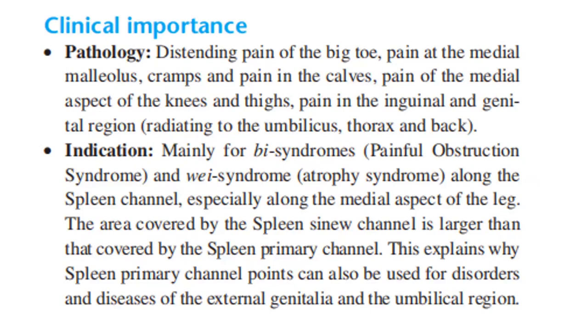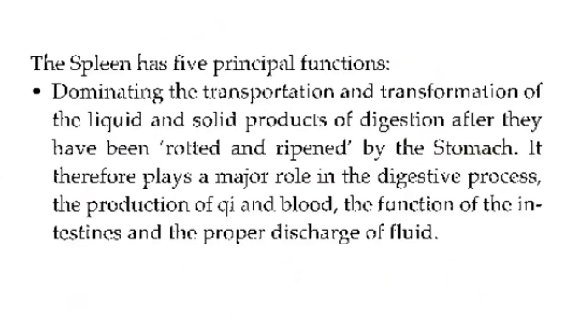The area covered by the spleen sinew channel is larger than that covered by the spleen primary channel. This explains why spleen primary channel points can also be used for disorders and diseases of the external genitalia and the umbilical region. The spleen has five principal functions. Dominating the transportation and transformation of the liquid and solid products of digestion after they have been rotted and ripened by the stomach.